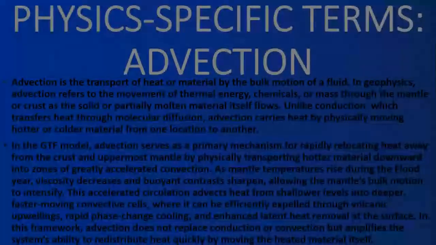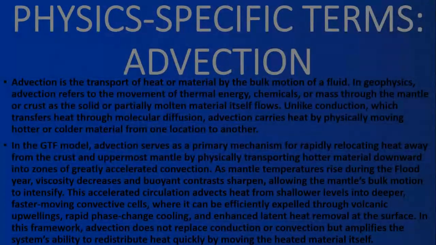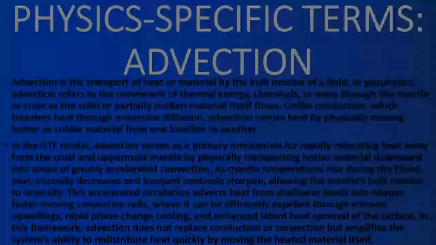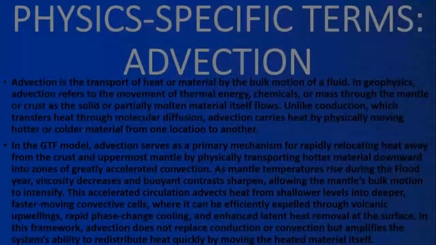This is advection. Advection is the transport of heat or material by the bulk motion of a fluid. In geophysics, advection refers to the movement of thermal energy, chemicals, or mass through mantle or crust as the solid or partially molten material itself flows. Unlike conduction, which transfers heat through molecular diffusion, advection carries heat by physically moving hotter or colder material from one location to another. In the GTF model, advection serves as the primary mechanism for rapidly relocating heat away from the crust and uppermost mantle by physically transporting hot material downward into zones of greatly accelerated convection.